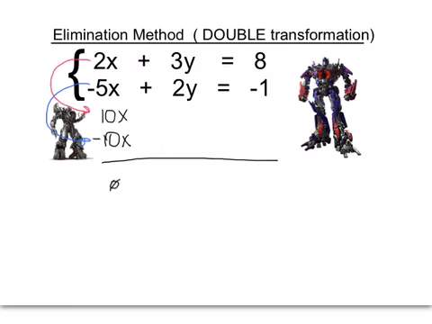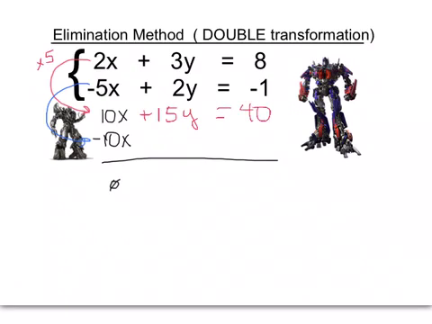So we're going to have this red equation, and we're going to have the blue equation here. So to do the red equation, it looks like I have to multiply by 5 to get to 10x. 2 turns into a 10 by multiplying by 5, so I got to multiply everything by 5. 15y equals 40. Now I'm going to switch to blue.